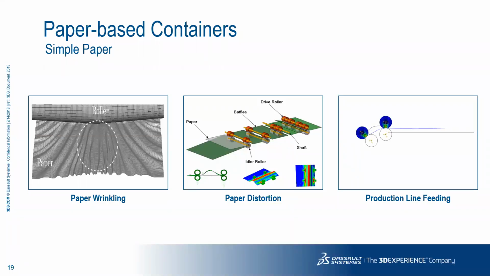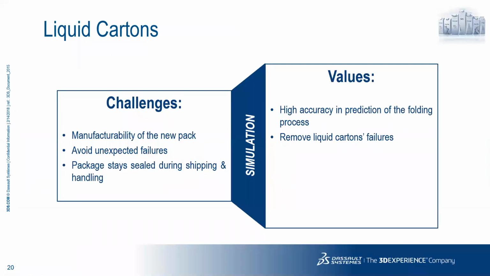All right, so just to recap on the paper-based containers, we can model paper wrinkling. We can model the actual process of paper being transported to the machinery, the production line feeding, and the paper distortion, going forward from papers to the liquid cartons. So with liquid cartons, the key challenges: we want to avoid unexpected failures. We want to ensure that it stays sealed during various transportation processes.